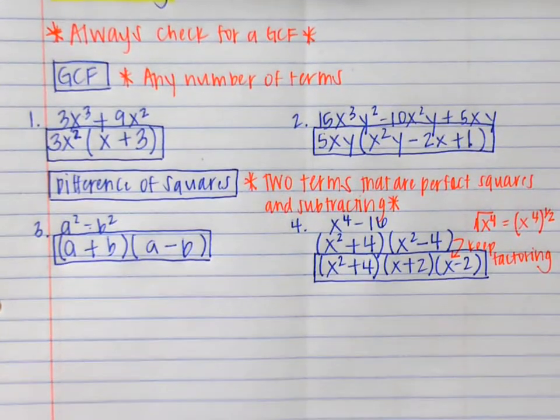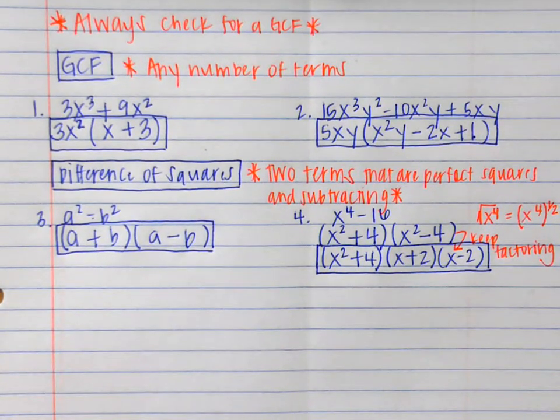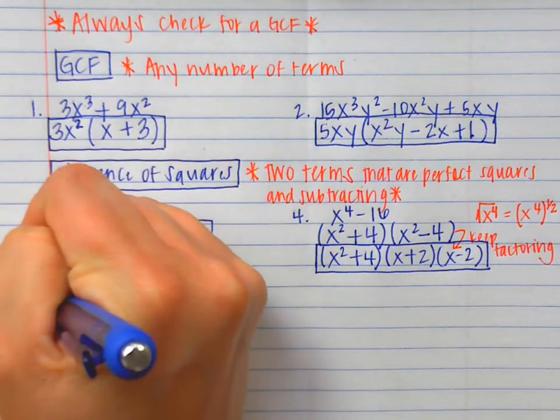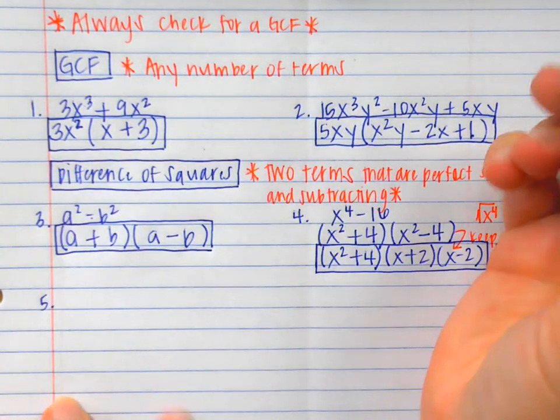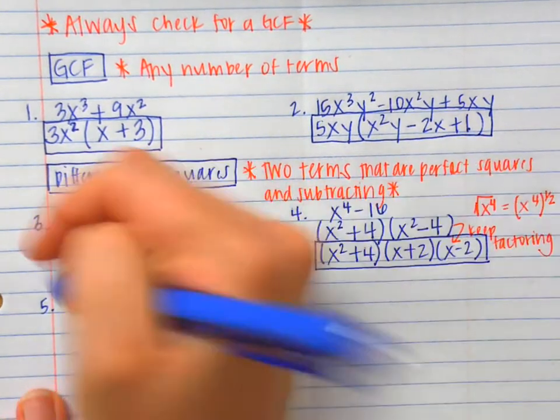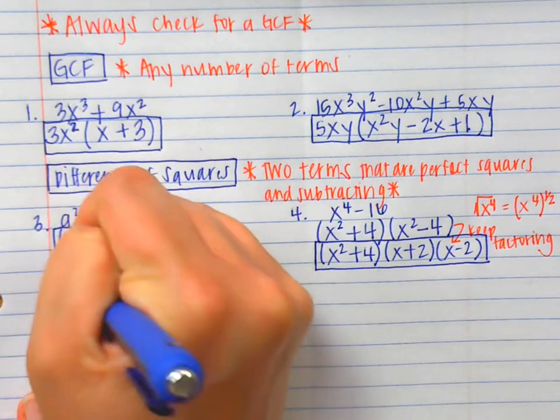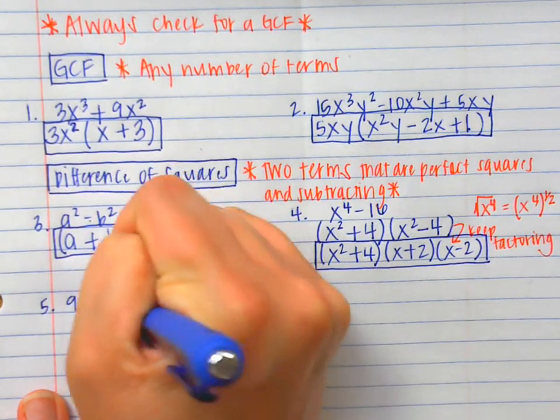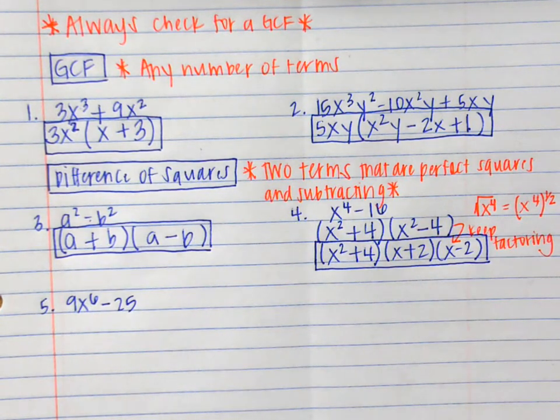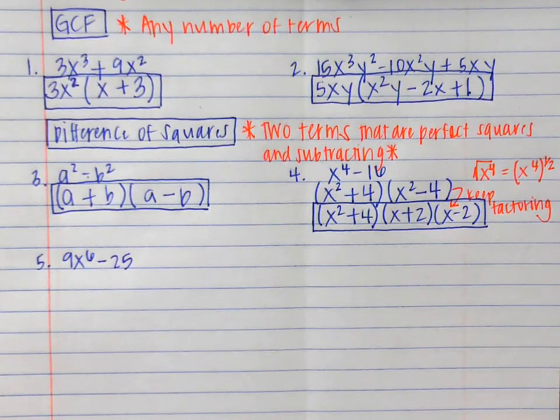Okay, so let's actually try one more difference of squares. I'm going to put that right here. And so that would be 9x to the 6th minus 25. So I want you guys to pause me here, try this one on your own, see if you can do this, and then come back and check your work.